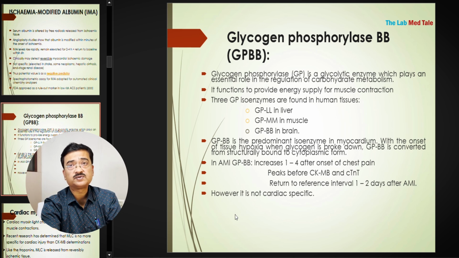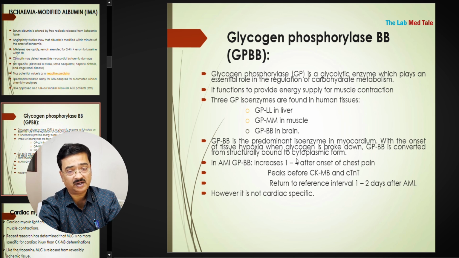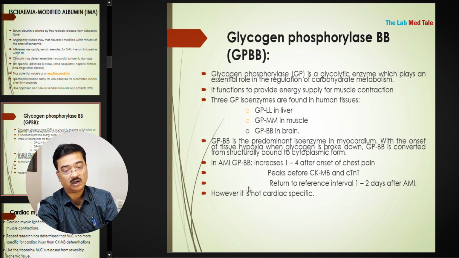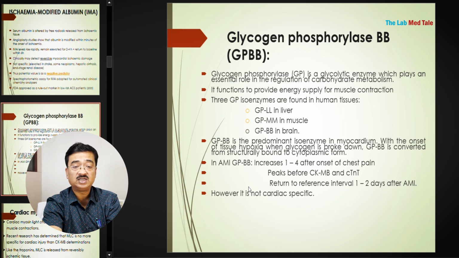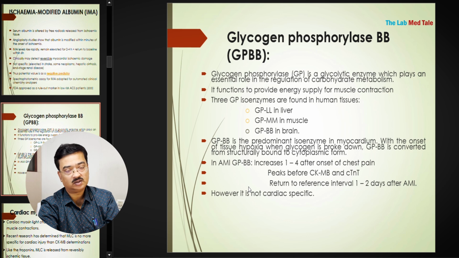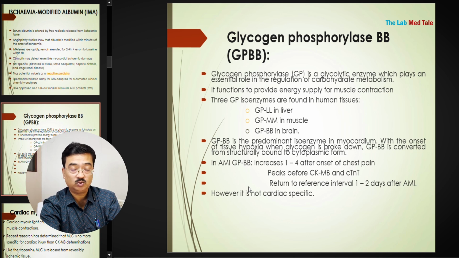Another one is glycogen phosphorylase BB. This is a glycolytic enzyme which plays a role in carbohydrate metabolism, and it has 3 isoenzymes: GPLL, which is present in liver, GPMM in muscle, and GPBB, which is present in brain but also in myocardium. This GPBB fraction can rise within 1 to 4 hours, and peak levels are achieved much earlier than cardiac troponin or CKMB. But again, it is not so specific, and it is yet to develop as a marker, nor has it come commercially into our diagnostic field.